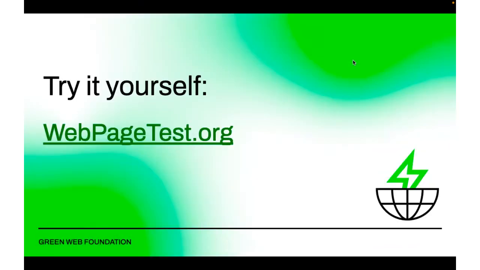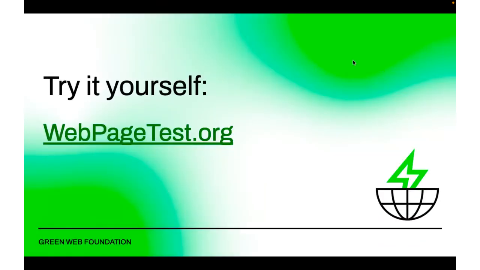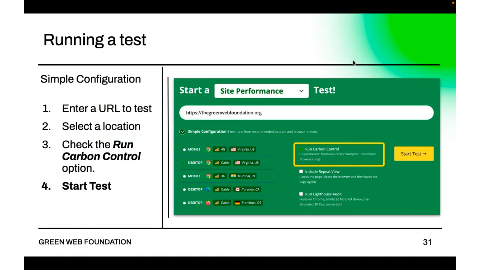So I see a few people with their laptops out, and you can try it out yourself by just going to webpagetest.org. I'll give you a bit of time to have a look at that. And then when you're there, there are two things you can do. You can try a test. If you go to the WebPageTest page, there'll be an option to do something like this. And then you'll need to check this option which says run Carbon Control.